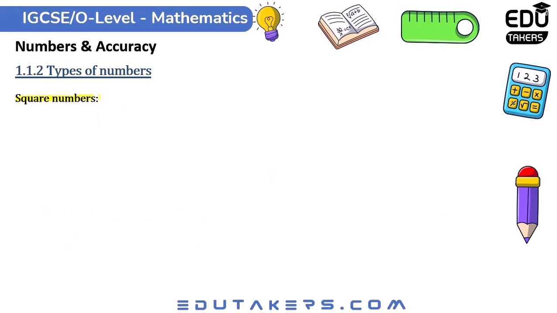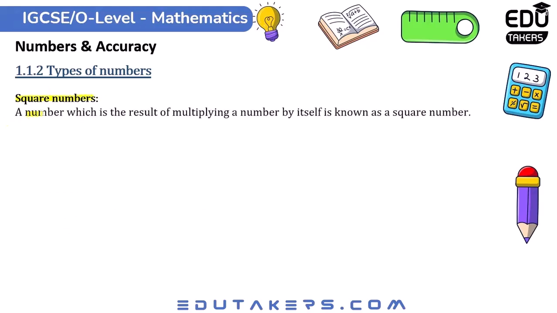Next is square numbers. A number which is the result of multiplying a number by itself is known as a square number. For example, 4, 9, 16, 25 and so on. 4 is the result of 2 times 2, so this will be a square number. 9 is the result of 3 times 3, so this is the square number.